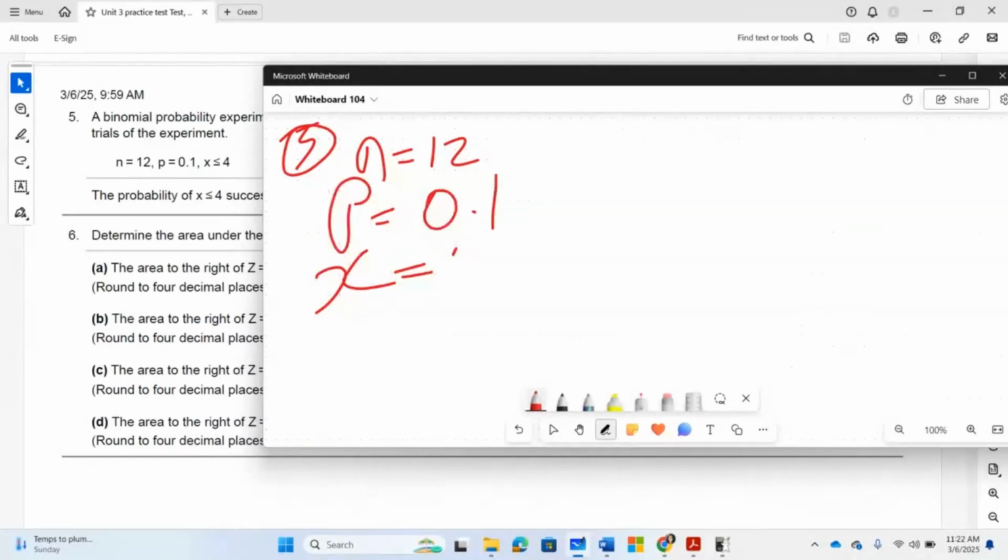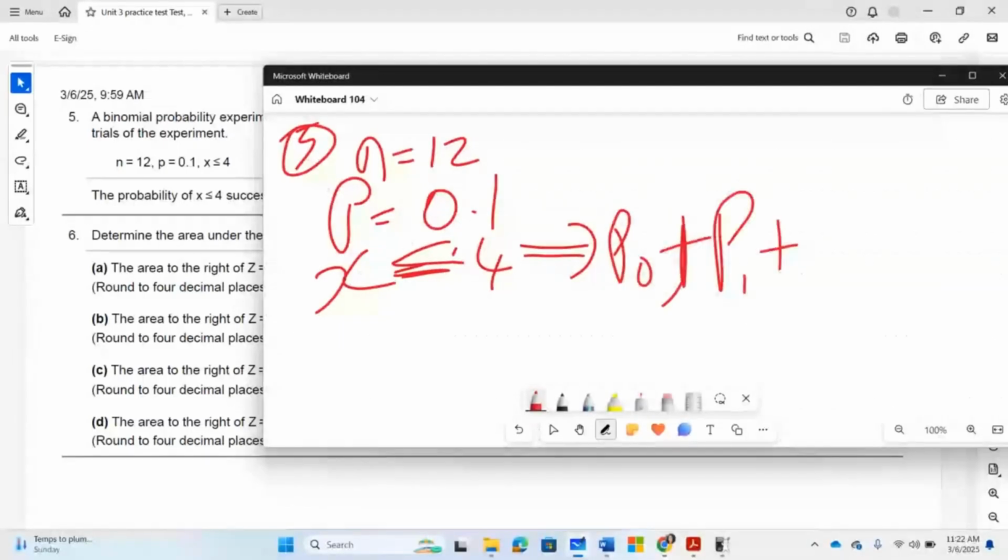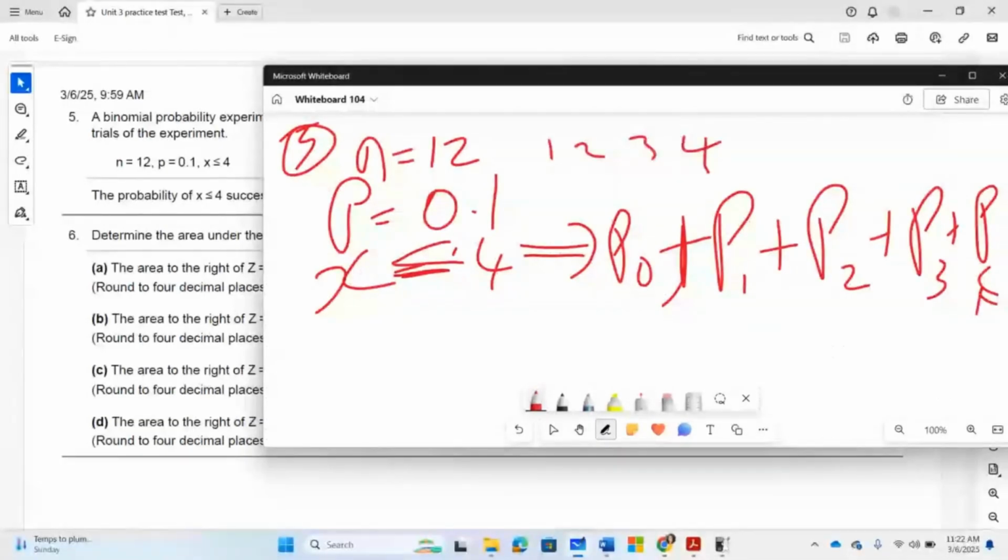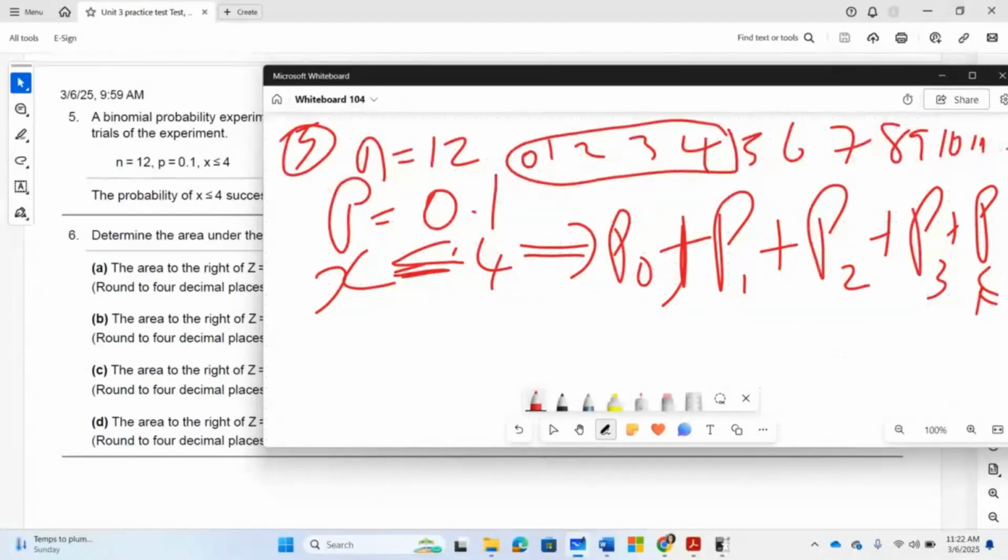Accumulating from 0 to 4 implies that I'll be having probability of 0, probability of 1 using the formula sheet, probability of 2, probability of 3, plus probability of 4. In other words, out of 12 (1, 2, 3, 4, 5, 6, 7, 8, 9, 10, 11, 12), we are only told to find the probabilities from here to there. That's what this means.